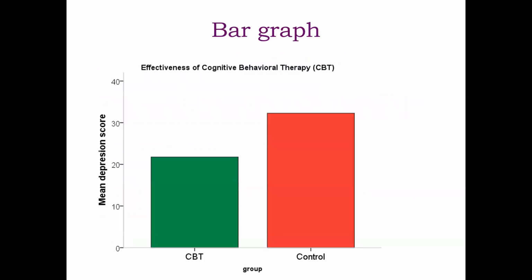And we can represent this in a bar graph. And we have on the y-axis mean depression score. Of course, low scores are better, right? You want less depression. And on the x-axis, we have our groups, right? These are categories. This is a nominal variable. We have cognitive behavioral therapy, which looks like it had less depression than the control group who did nothing, who just tested again in 6 weeks, right?